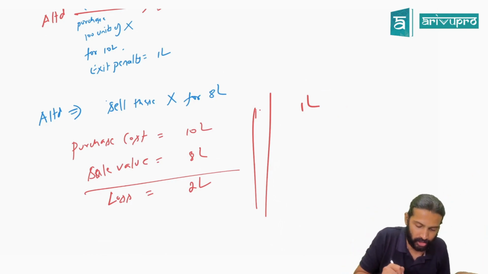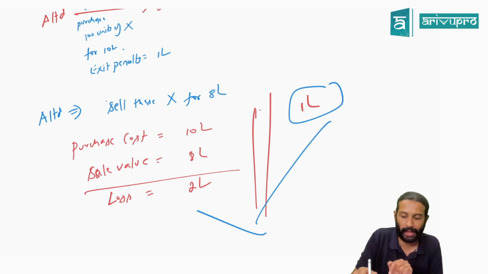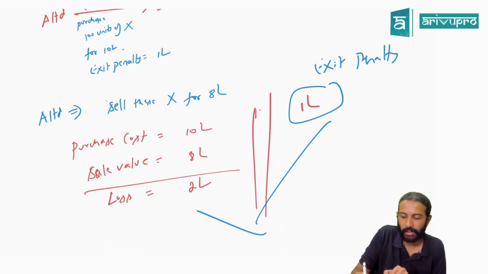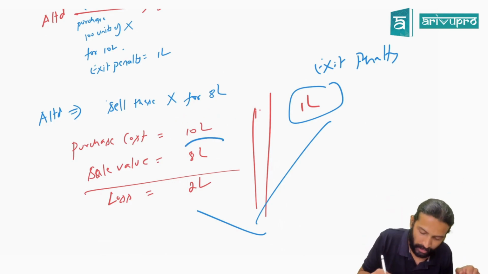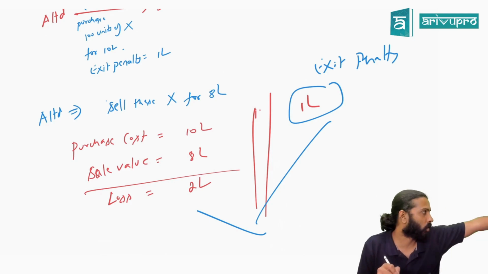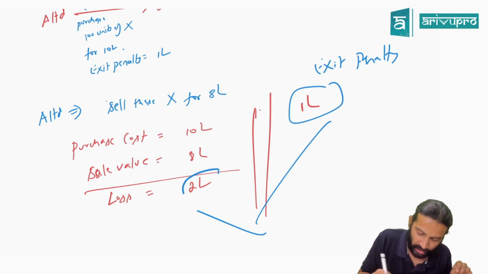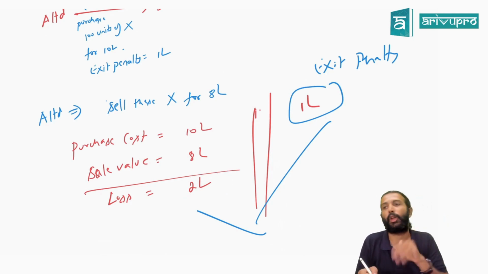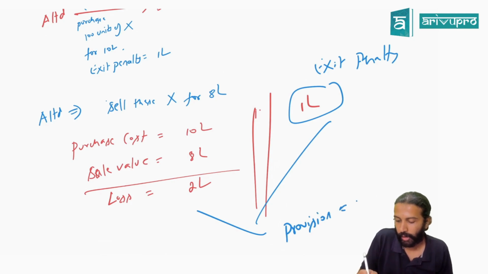And as per AS 29, we make the provision at the lower of these two amounts. What is this 1 lakh? Your exit penalty. Or how much is the benefit? What is the cost of getting into this contract? 10 lakh. What is the benefit from this contract? Only 8 lakh. What is the excess cost? Excess cost is what we're calling the loss. 2 lakh. So make the provision at 2 lakh or 1 lakh, whichever is lower. What is lower here? 1 lakh. So you have to make a provision for 1 lakh rupees.